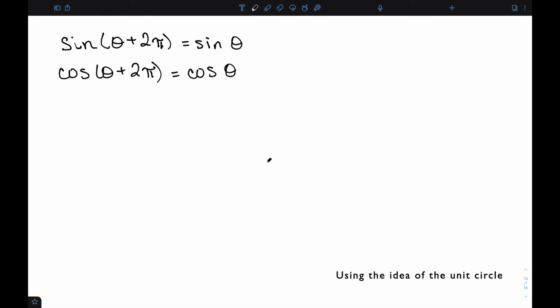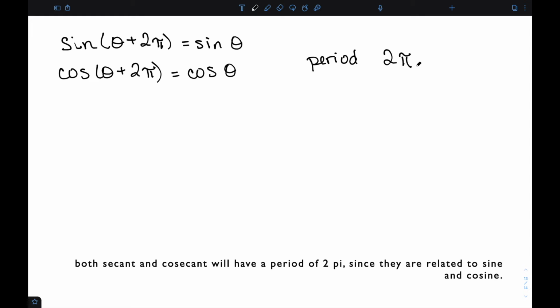Using the idea of the unit circle, we can see that sine of theta plus 2 pi is equal to sine of theta, and cosine of theta plus 2 pi is equal to cosine theta. Both of these functions have a period of 2 pi. In addition, both secant and cosecant will also have a period of 2 pi since they are related to sine and cosine.